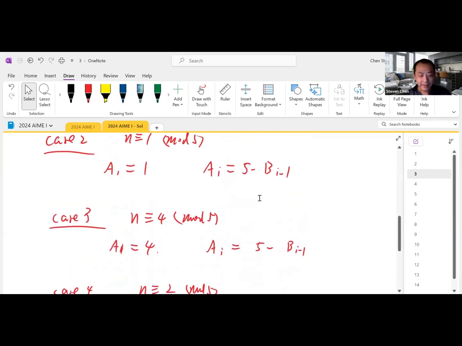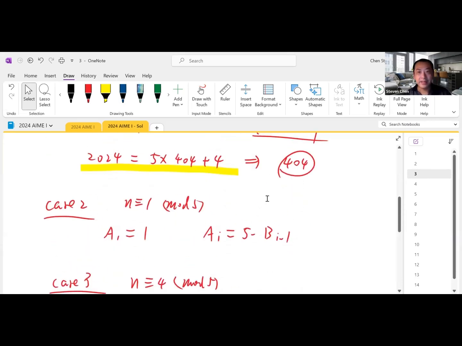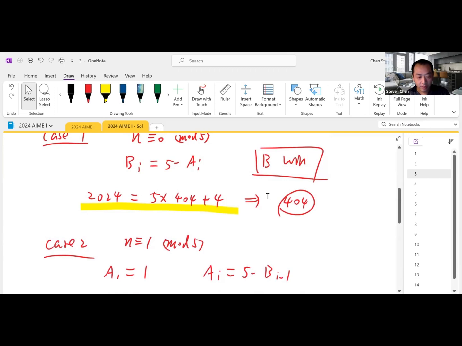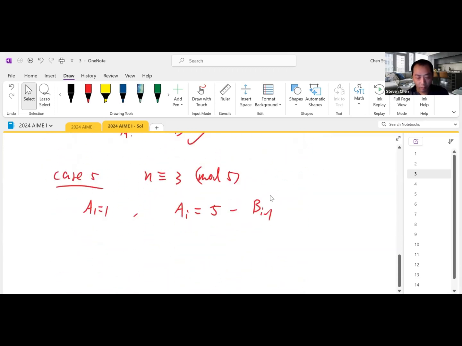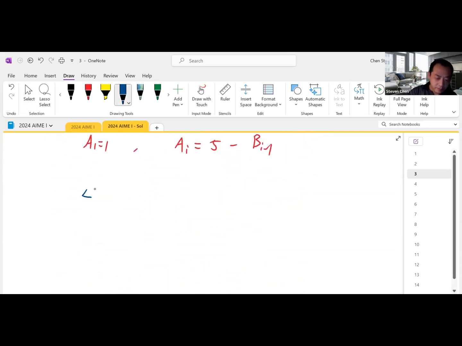By putting all cases together, we notice that Bob has winning strategies for only case 1 and case 4. So by putting these 2 cases together, the number of n that leads Bob to have a winning strategy is equal to 805.